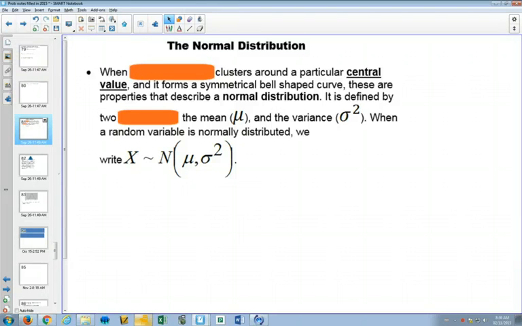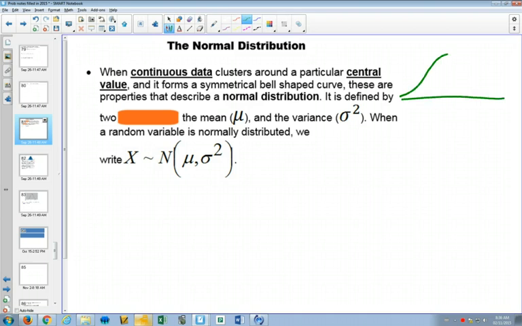So the normal distribution. If you have some continuous data that is all clustered around a particular central value or mean, and it makes a nice bell curve. Isn't that pretty? That one's actually really nice. Those properties describe something called a normal distribution.